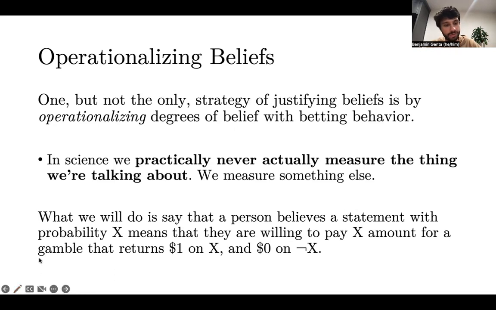So here there is a typo, so it's not on X, right? It's on the statement. So I will believe a statement, let's say a statement A, $1 on A, and $0 on not A. Apologies for that. So let's go over this definition again. We'll say that a person believes a statement A with probability X means that they're willing to pay X amount for a gamble that returns $1 if A happens and $0 if not A. So let's do this with the example again.